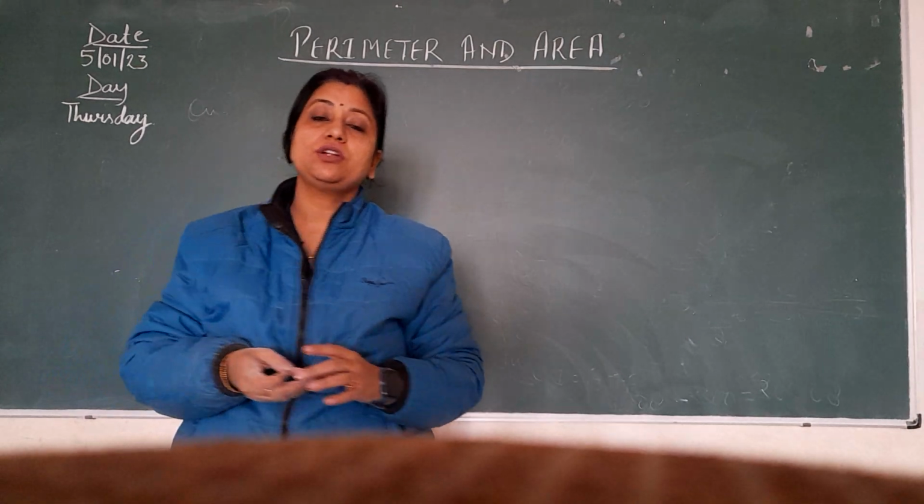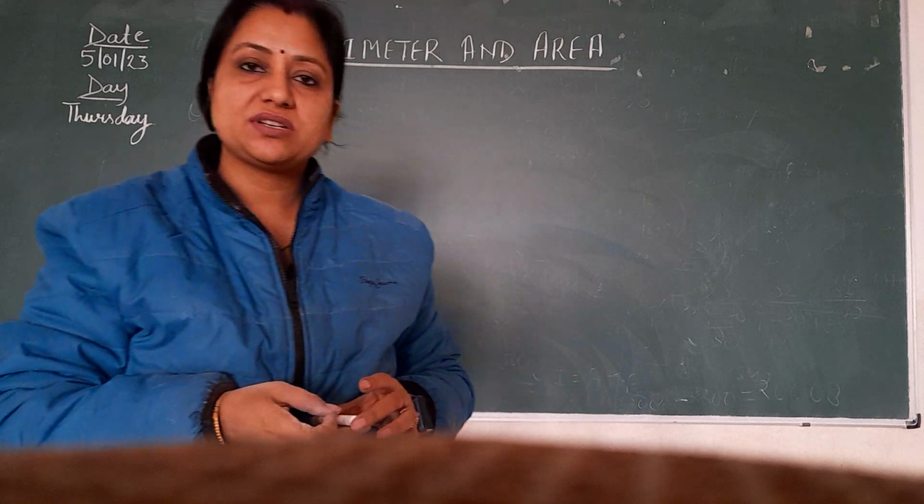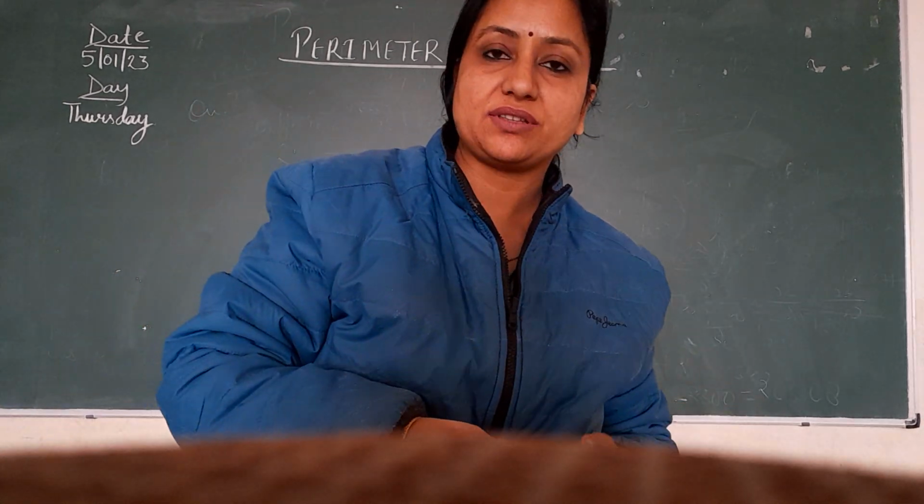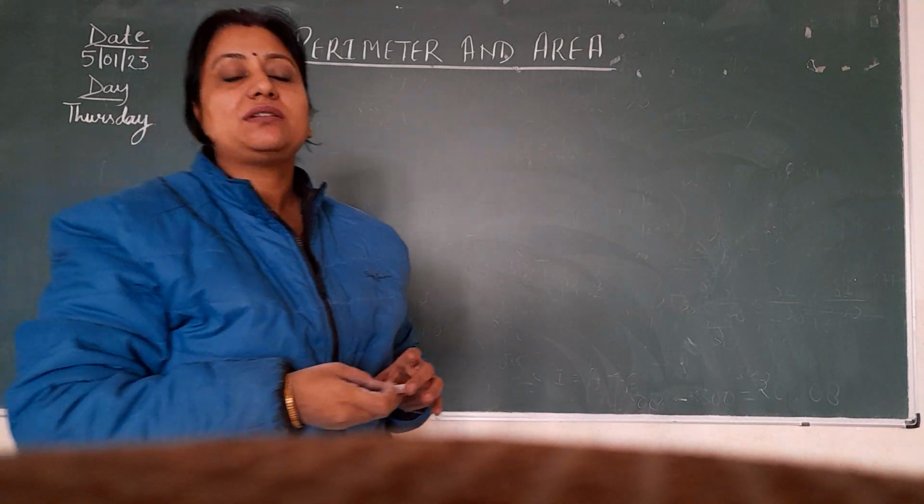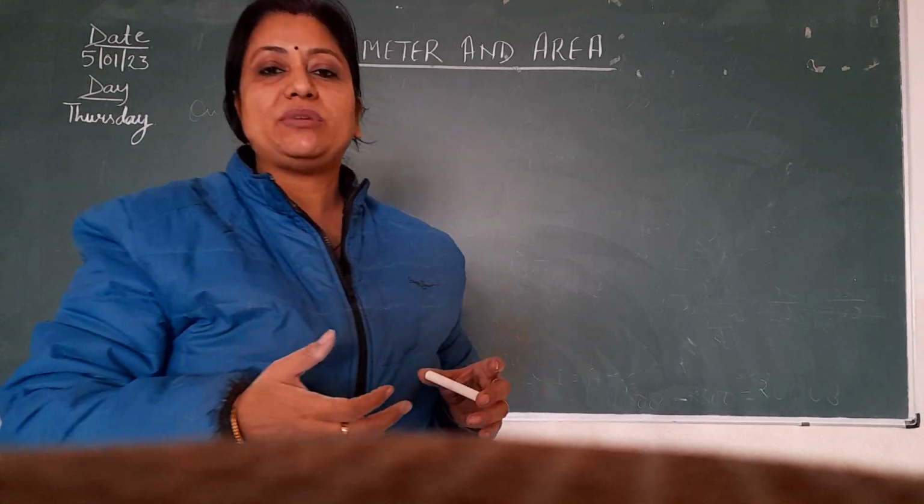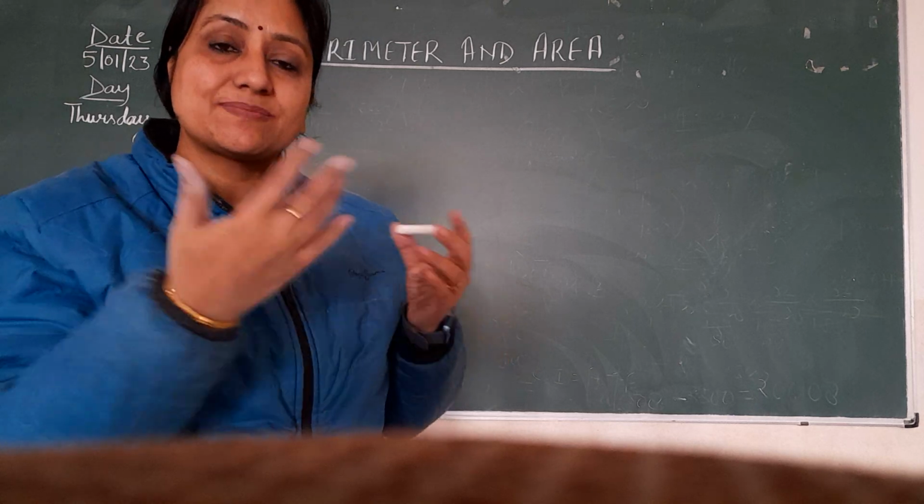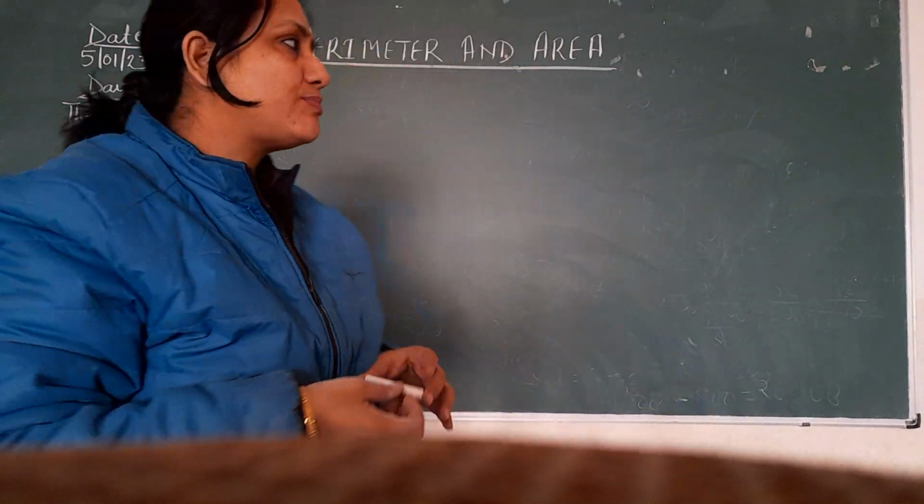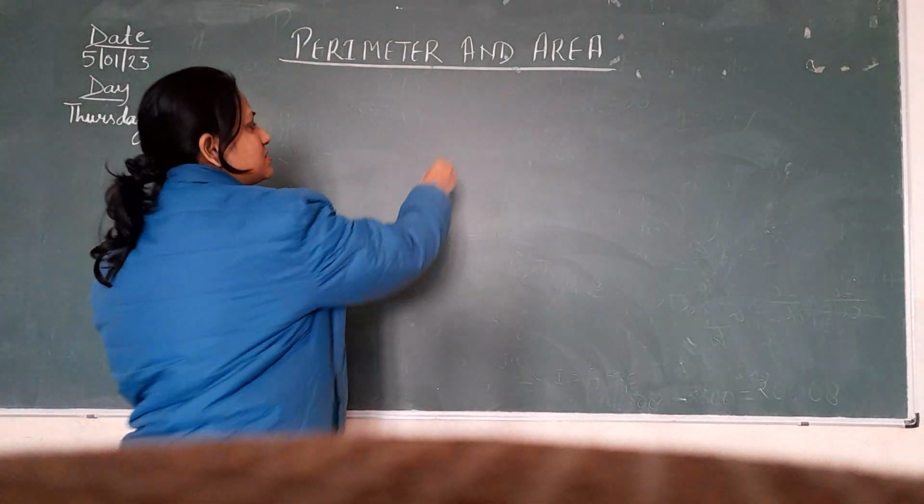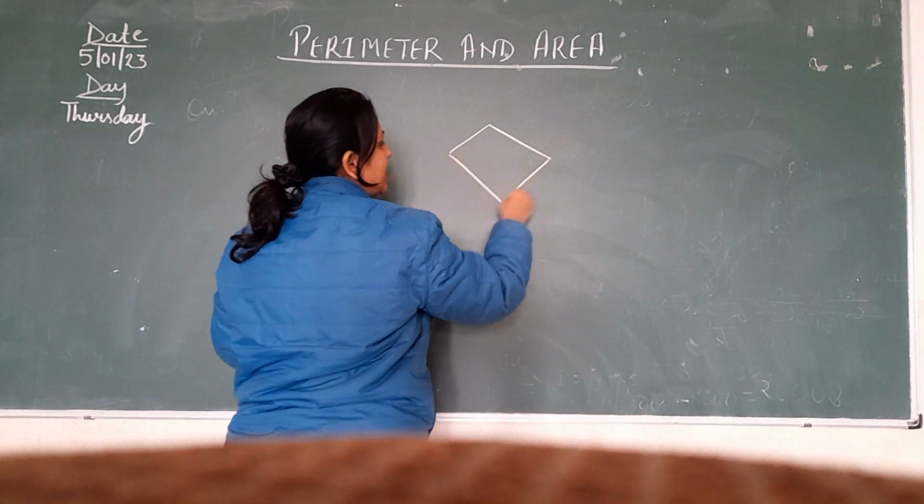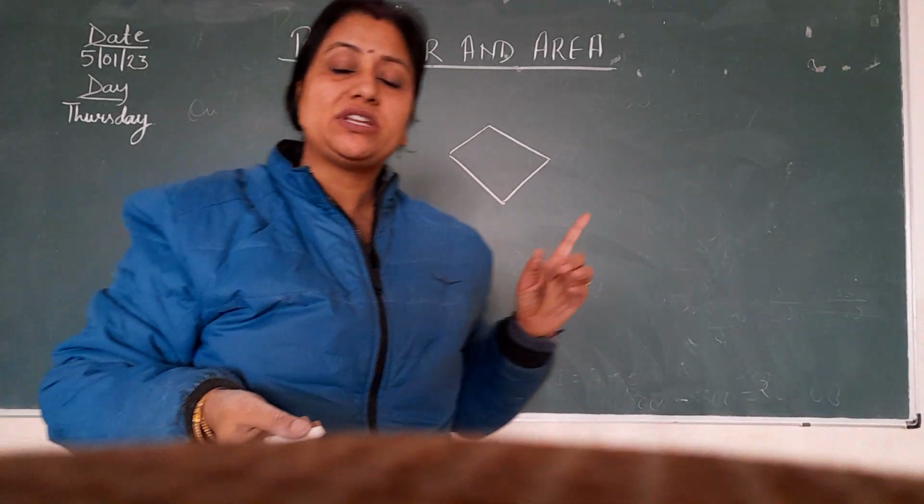Good morning everyone. Today we are discussing the perimeter and area chapter, which is chapter 13. If we talk about perimeter and area, first of all we'll discuss the difference between what is perimeter and what is area. Suppose we take any closed figure, okay.